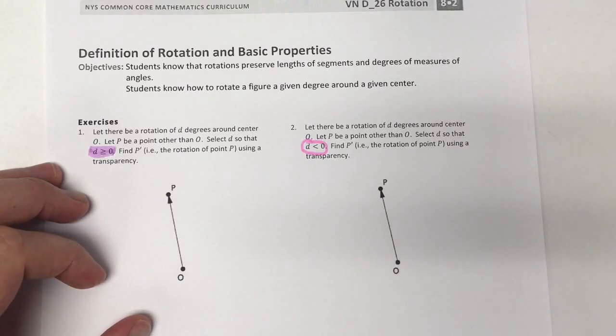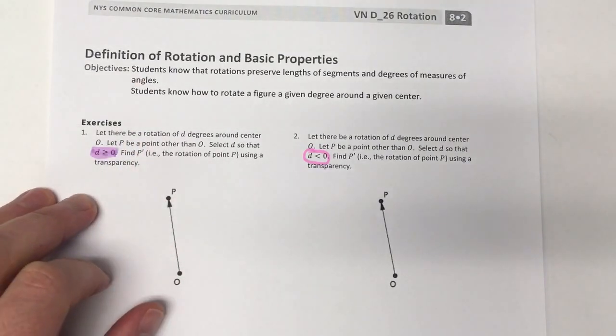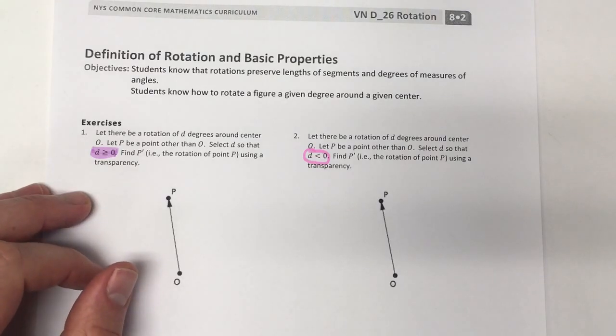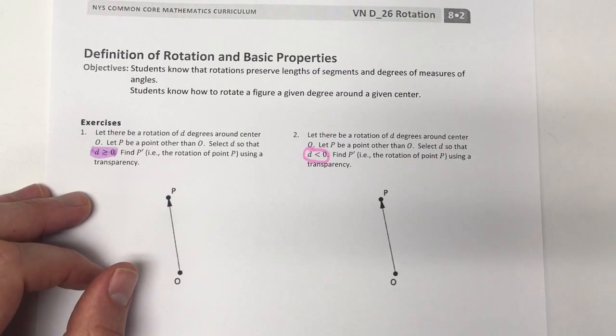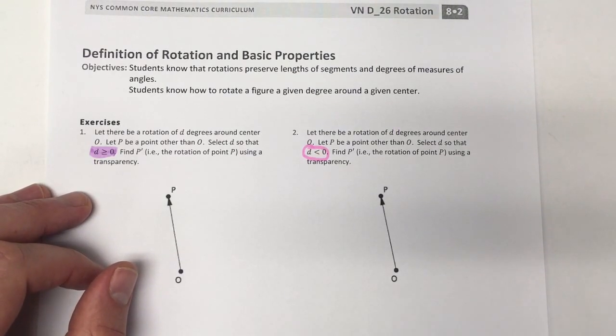Okay, today we're going to begin talking about transformations. The first transformation that we're specifically talking about, instead of talking about the generality of transformations, is rotation. Today we hope to define a rotation and provide basic properties of a rotation. Students should know that rotations preserve lengths of segments and degrees of measures of angles, and students should know how to rotate a figure in a given degree around a given center.